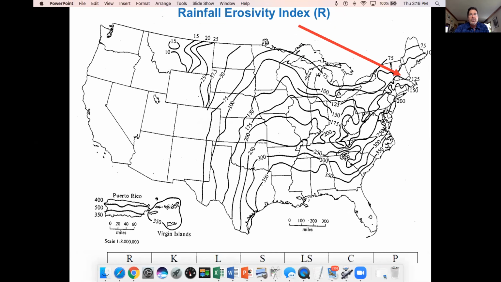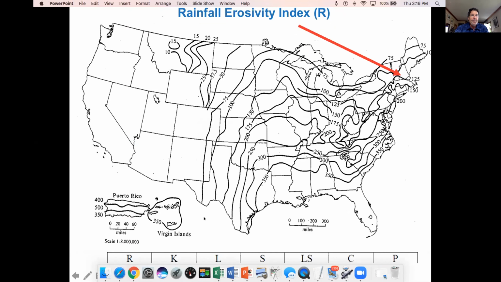It's 120, okay? And I'll just let you know it's 120. And so that's the R. So you get it off this map. So if you're going to do these calculations, use this map. You can also get maps that are much more detailed for the regions, like the Northeast region, but this is the simplest map you can use.